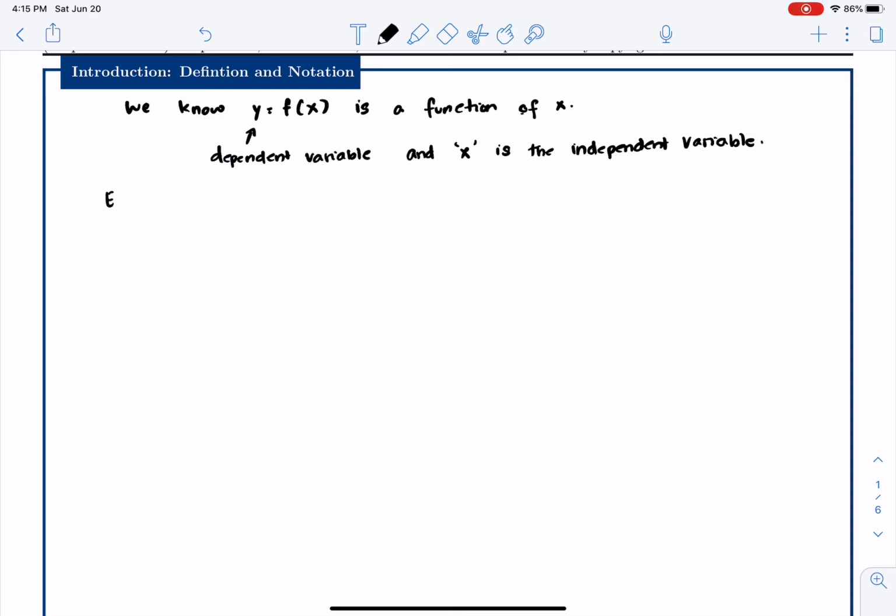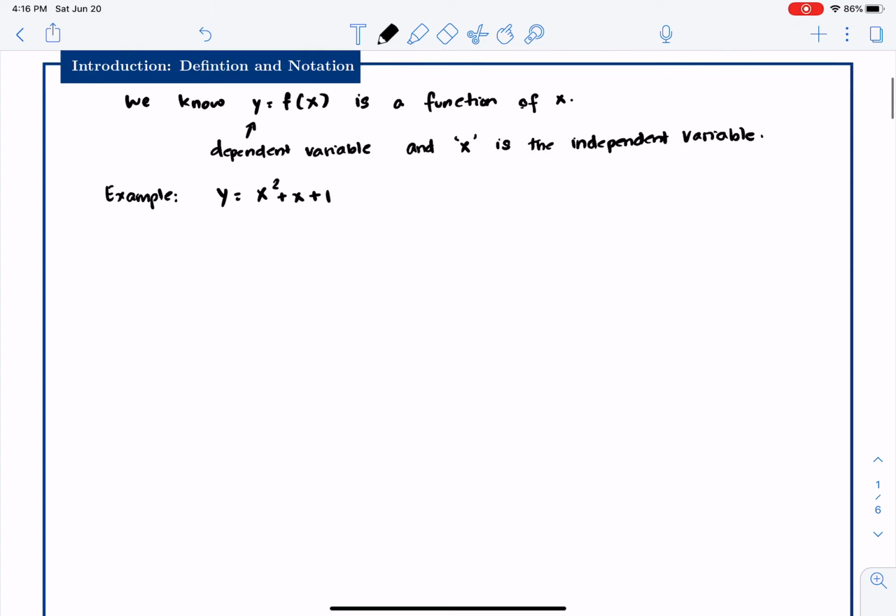And as an example, we could have y equals x squared plus x plus 1. Here we have one dependent variable and one independent variable, which is x. And it is also a simple equation.